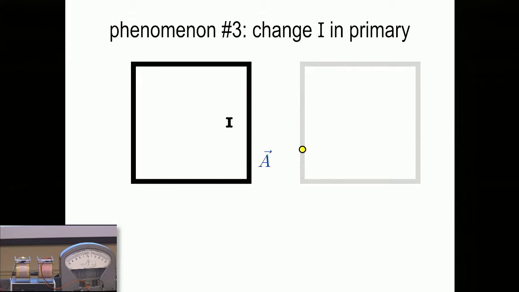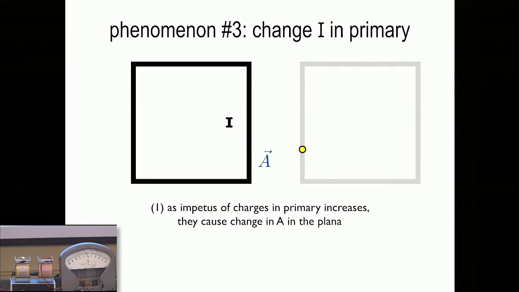This is exactly the same, actually. Well, not exactly the same, but this is the same mechanism. Because if I increase the current in the primary, again, the plana at this location is seeing an increase in its A field. And the response is to find any charges in the vicinity and give them a force in the opposite direction.